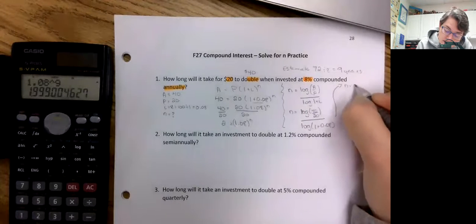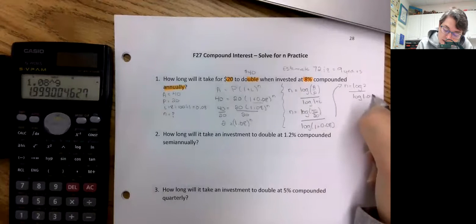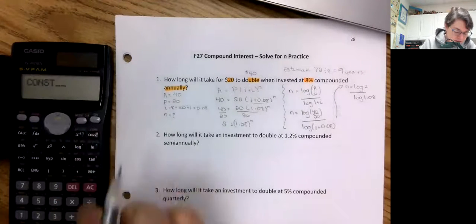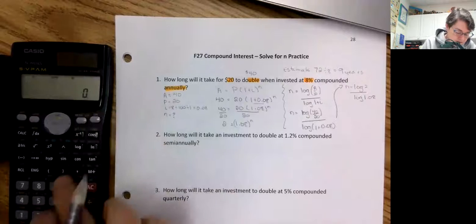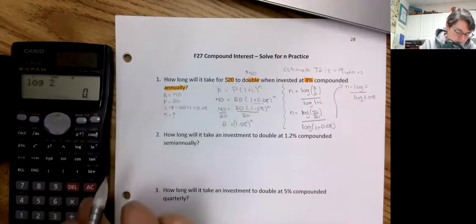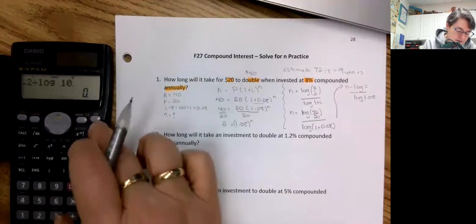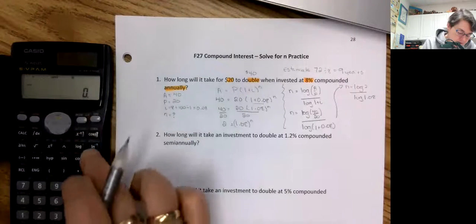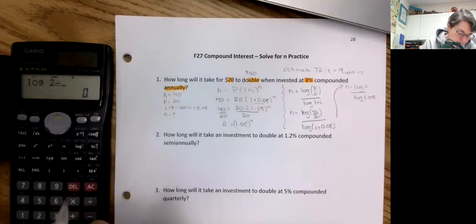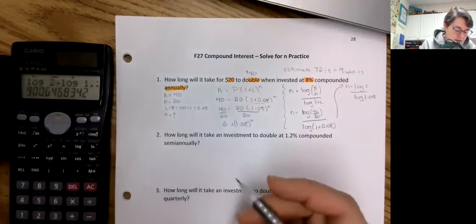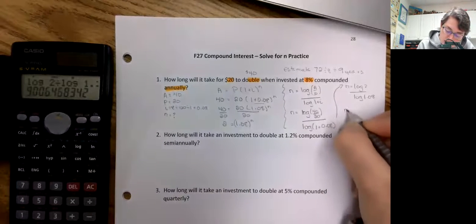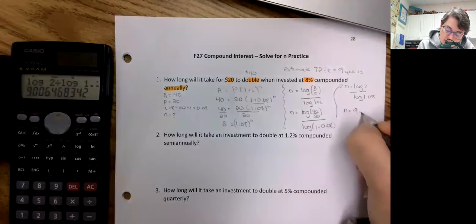So N is equal to the log of 2 over the log of 1.08. Log 2 divided by log 1.08. All right, so N is equal to 9 years.